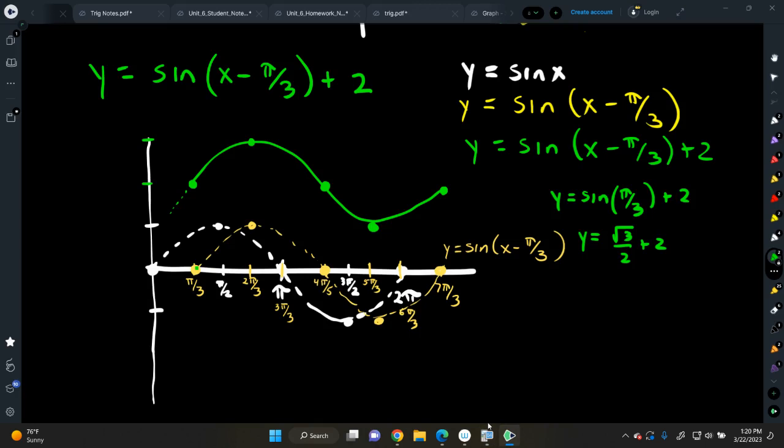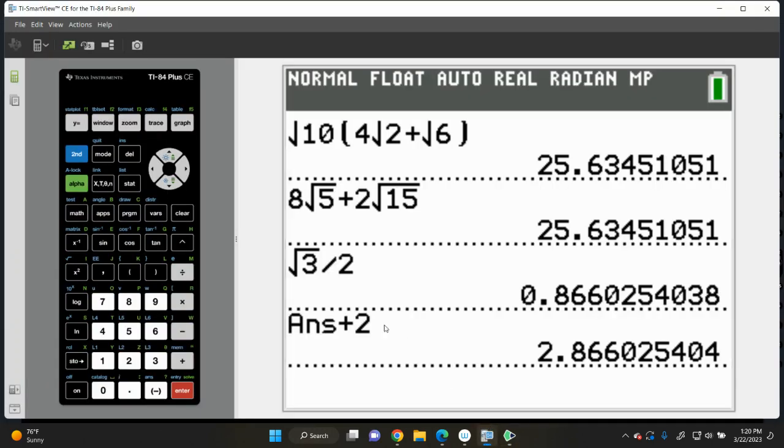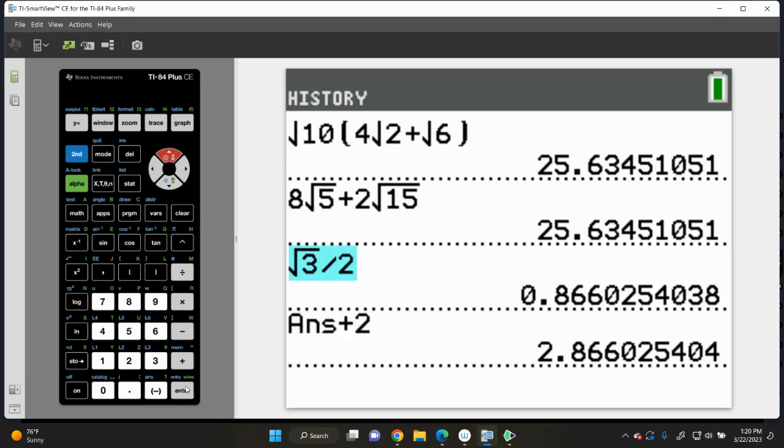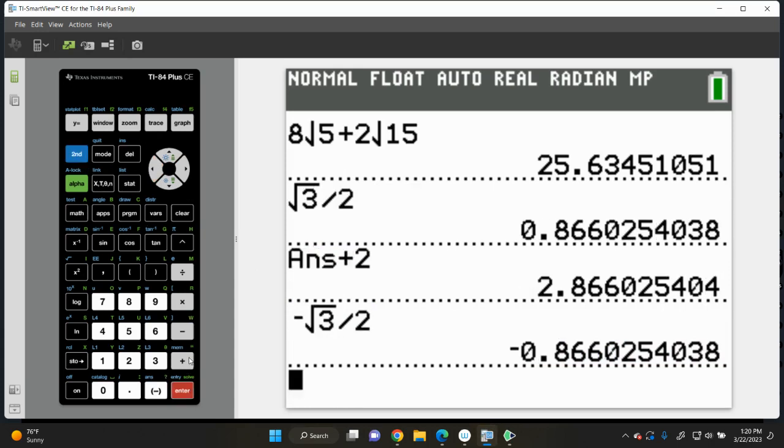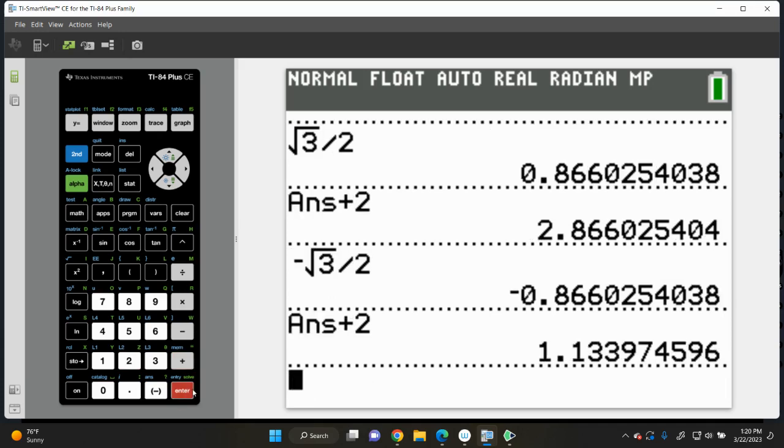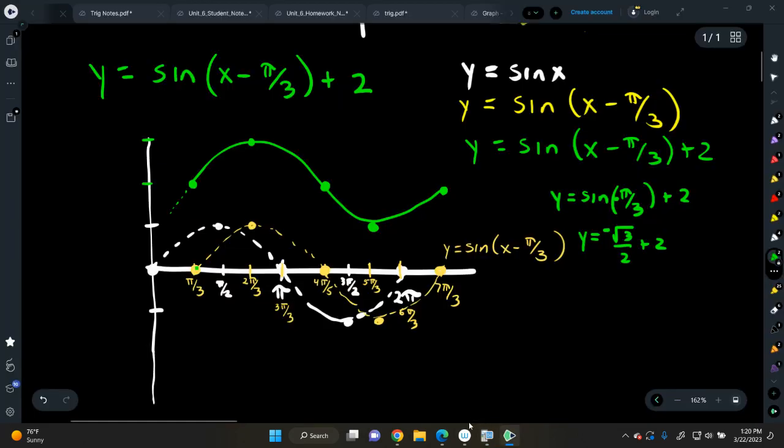I guess that makes sense, right? Oh, that doesn't make sense. What did I do? Oh, it's minus pi over 3, which makes this negative. Plus 2 gives 1.13. Okay, that makes more sense. So it's crossing the y-axis right about there. So it's doing that.